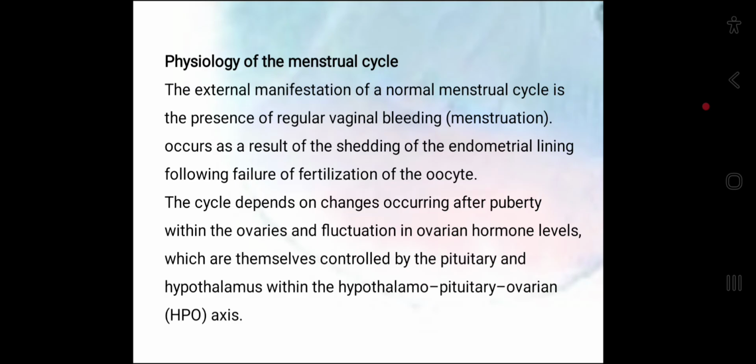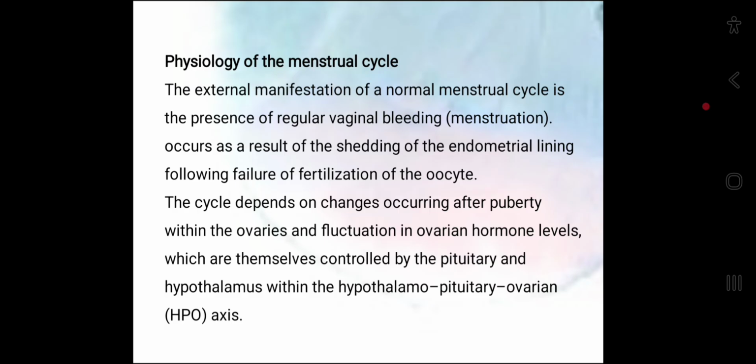The physiology of the menstrual cycle. Menstruation is an external manifestation of the normal menstrual cycle, which is expressed in regular vaginal bleeding. Menstruation occurs as a result of shedding of the endometrium, or uterine lining, following failure of fertilization of the oocyte in that menstrual cycle.